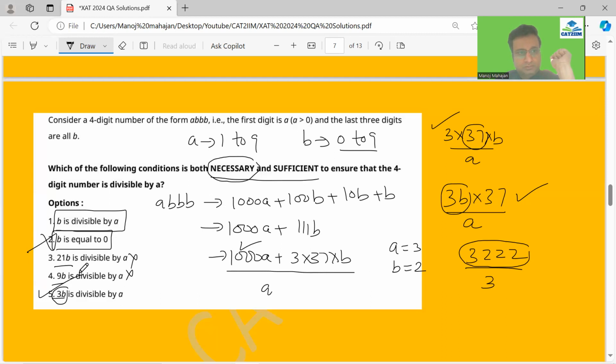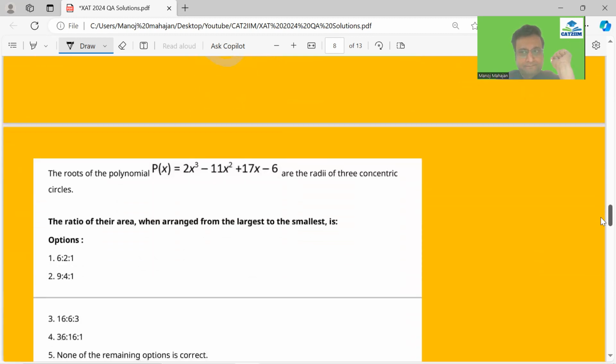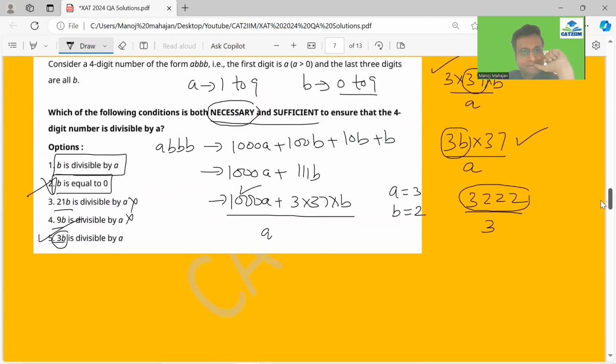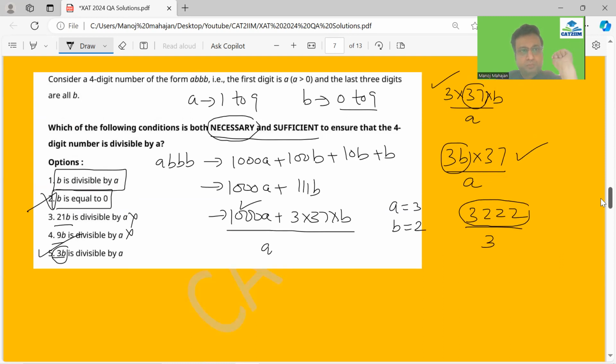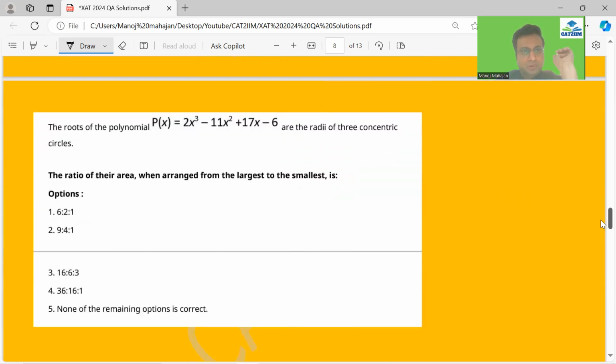So yes, B is divisible by A, that is not necessary, right? But if 3B is divisible by A, then of course it will always be divisible, right? Yep. Okay, let's come to the other question.